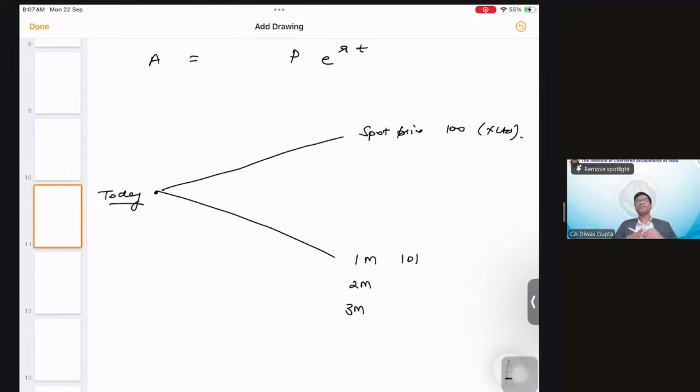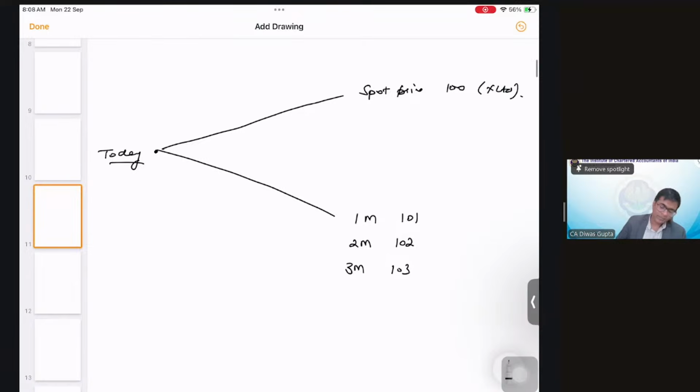Yeah, it will be higher than 101, sir. Correct. It will be higher than 101 because the timing to expire is higher. So that means the interest element would also be higher. So the difference between future value and present value is the interest part, right? So the future value needs to be higher. Similarly, 3 month will be further higher. Let's take 103.